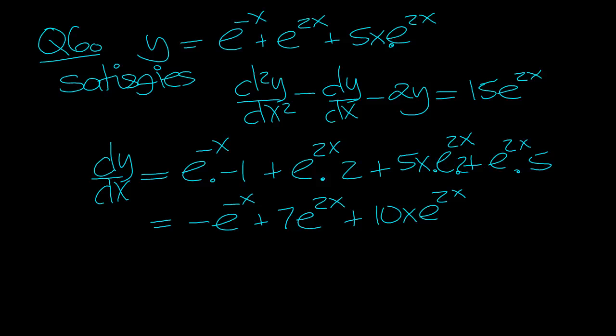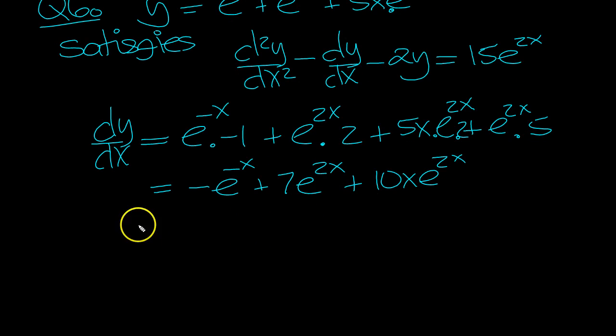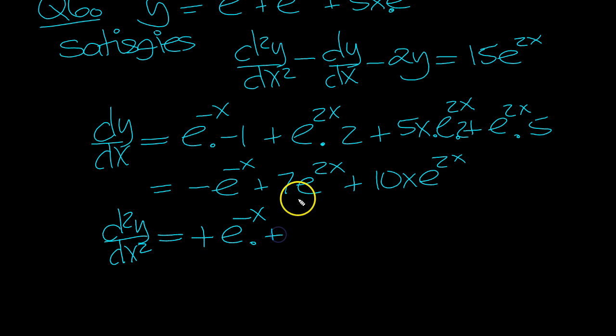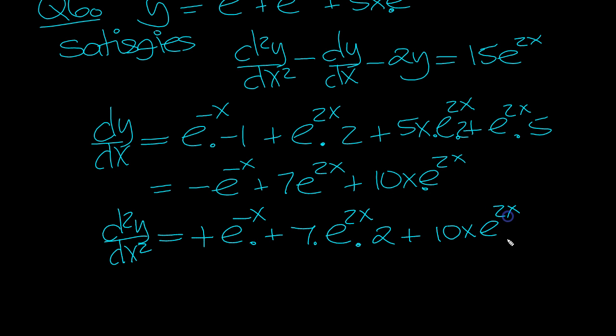Okay. Let's get the second derivative now. So d2y by dx squared is equal to, differentiate this, e to the something goes to e to the something, multiplied by the something differentiated, which is minus 1, plus 7 lots of e to the something goes to e to the something, multiplied by that something differentiated, which is a 2, plus product u dv, so we're used to this now, plus v times du.